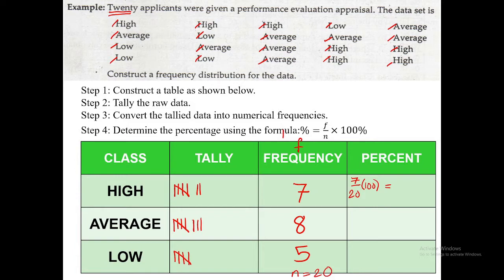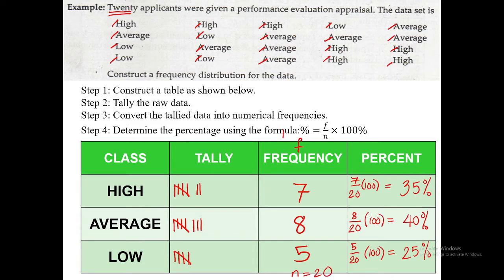7 divided by 20, times 100. 0.35. That's correct. 35%. Thank you so much. What about 8, which is our f, divided by n, which is 20, times 100? How much is this? 40%. What about 5 divided by 20 times 100? 25. Now, if you will be adding 35, 40, and 25, how much do you get?